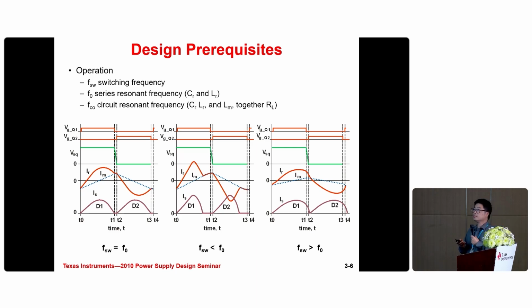And if the switching frequency is above F0, we can see that the secondary side MOSFET will suffer some reverse recovery loss. But if the frequency is lower than F0, the secondary side is operating in DCM mode, right?